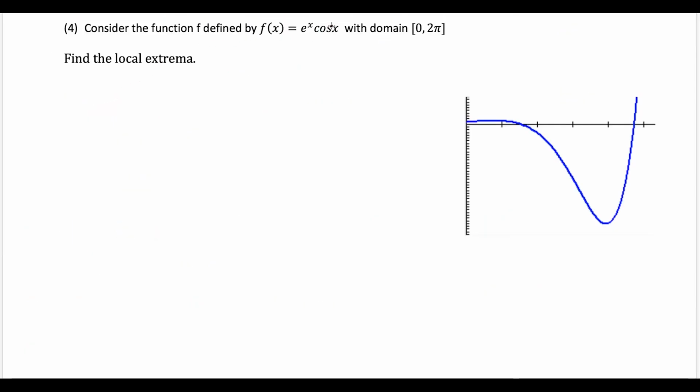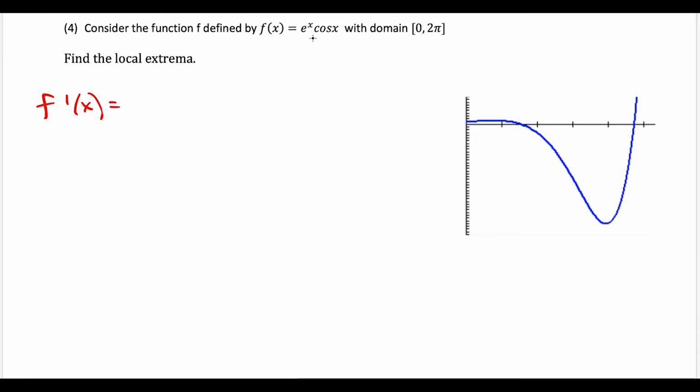Now for question 4, we have a trig function attached to e to the x. And for these questions, it's really the pre-calculus that's going to make these questions more difficult, because the calculus itself is fairly straightforward, but it's all the extra math that you have to do that's going to make it tricky.